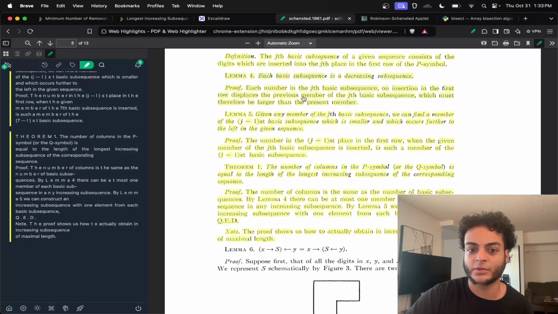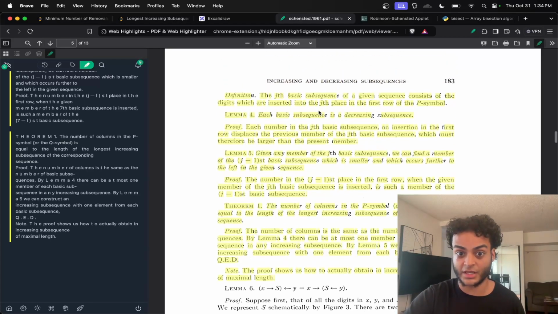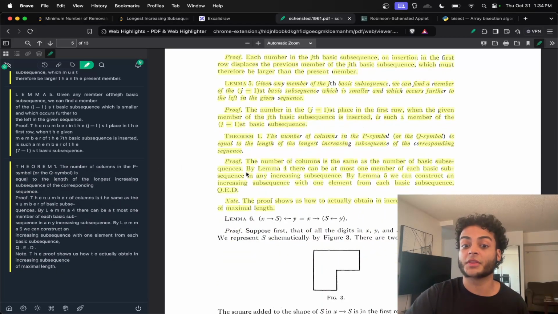He says something similar here. Each number in the jth basic subsequence on insertion in the first row displaces the previous member of the jth basic subsequence, which must therefore be larger than the present number. And it has to be because that was the definition of our Schensted insertion. And so the only other thing we need to know is lemma 5. It says, given any member of the jth basic subsequence, we can find a member of the j minus first basic subsequence, which is smaller and which occurs further to the left in the given sequence.